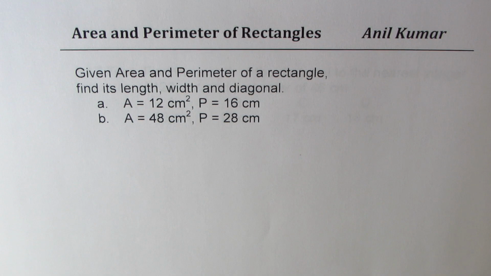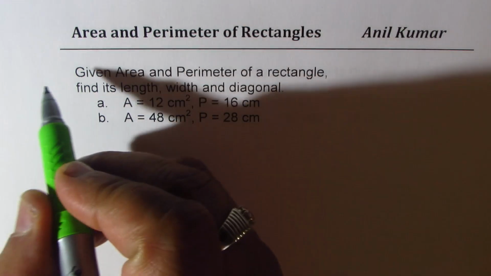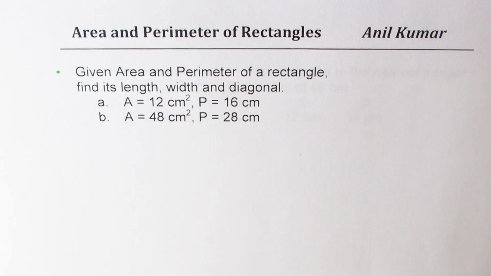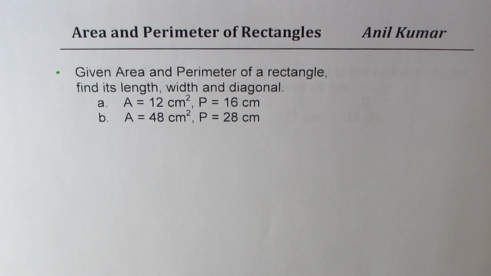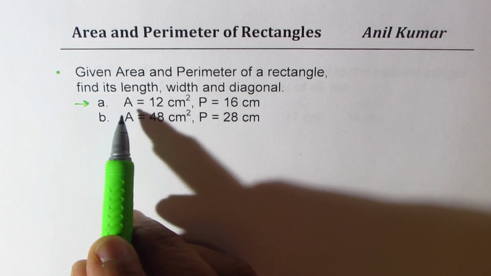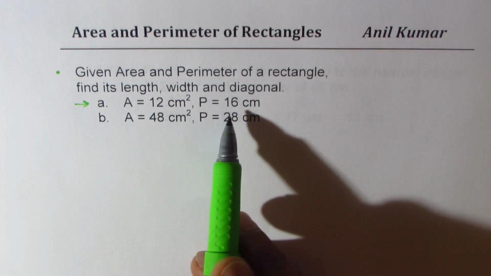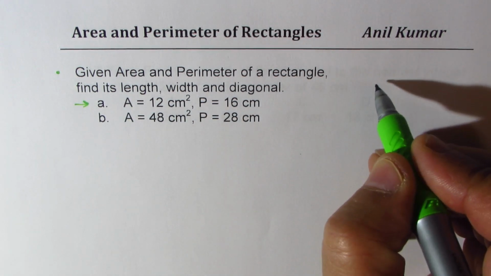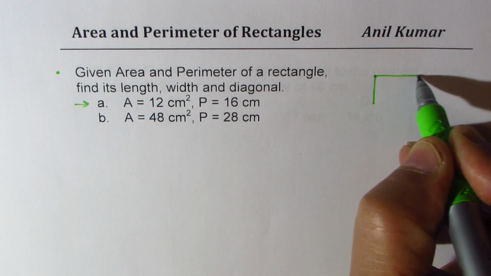Now let us look into this question and try to solve in a way a grade 8 student will solve. The question again is, given area and perimeter of a rectangle, find its length, width and diagonal. So we'll again do part A, where the area is 12 centimeters square, perimeter is 16 centimeters. So here is a rectangle.